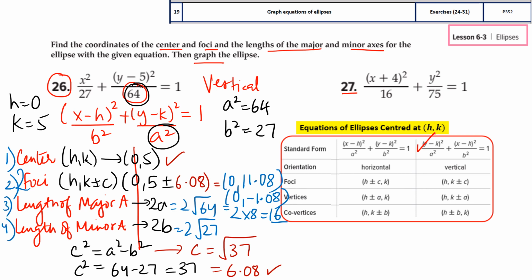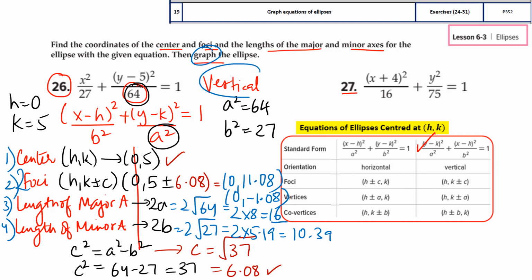For the minor axis, I need to use a calculator to get the square root. So the square root of 27 will come out to be 5.19. Multiply with 2, so this is like 10.39. Perfect. We have all the answers. Now we need to do the graph.